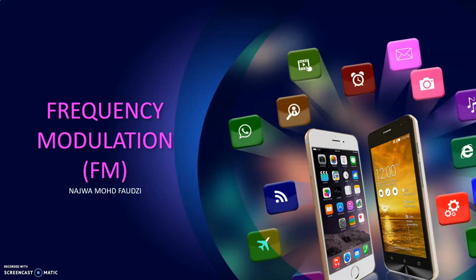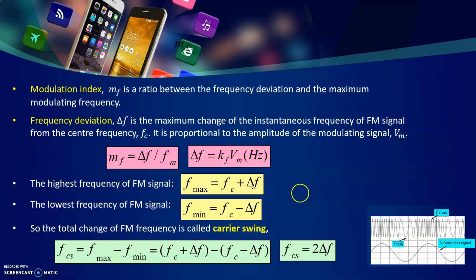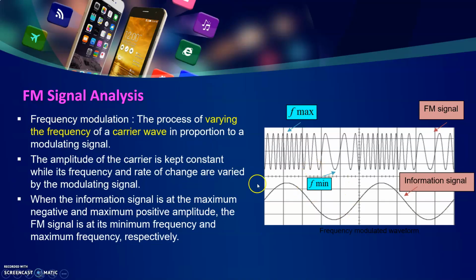But for FM, the frequency of the carrier signal will be modified with respect to the information signal. So we go through what is an FM signal. Frequency modulation is the process of varying the frequency of a carrier wave in proportion to a modulating signal. This is the information signal or modulating signal, and this is our FM signal or modulated signal.